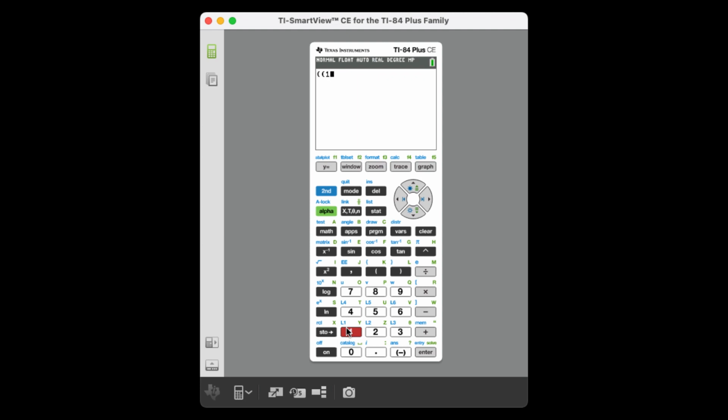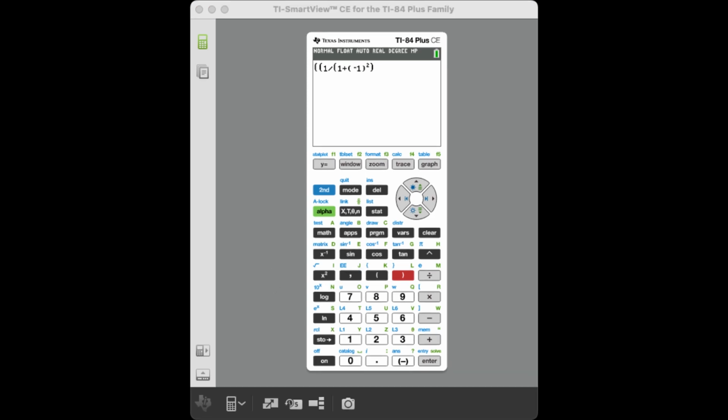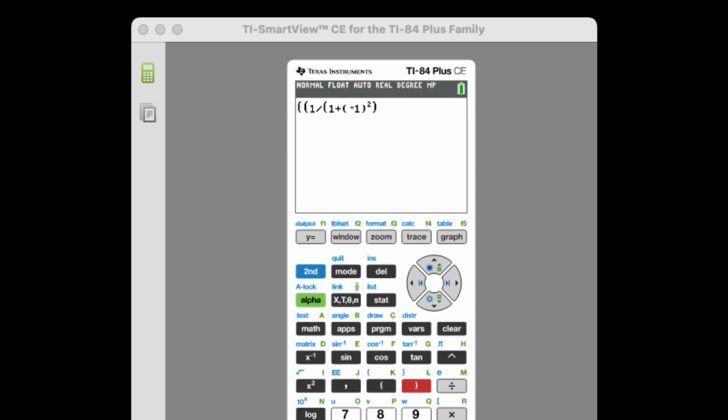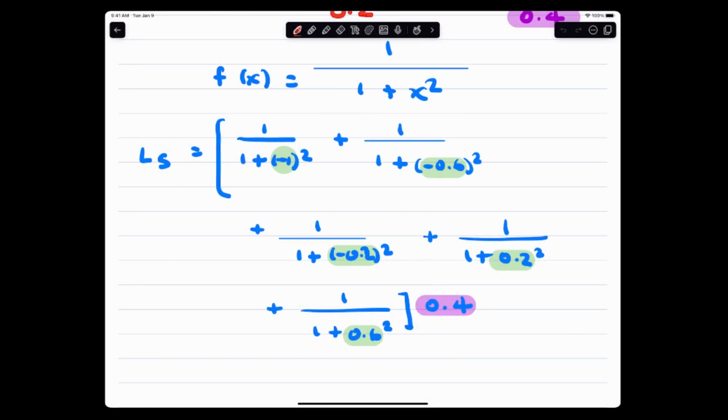1 divided by what? Parentheses 1 plus parentheses negative 1. Square that. Close this parentheses, okay? So you might say to me, what are you looking at if I do this here? Let's scroll in. I think that looks okay. So what am I looking at? You know what you're looking at? This first entry. Okay?